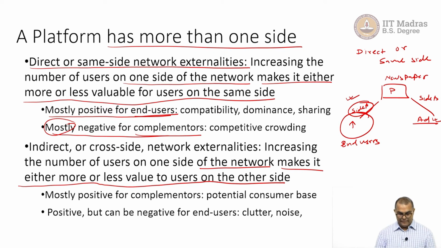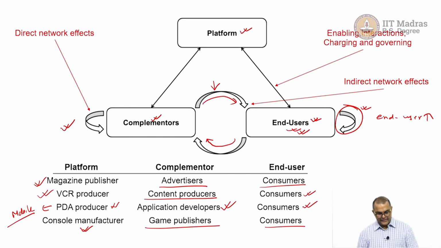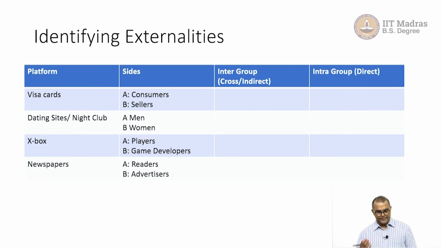There would be examples, and so it's a better idea to get into different examples rather than thinking about the general rule. So here is the Visa card. There are two sides we are considering. Of course, on the Visa card, there are many more sides. If you are into the Visa card business, you would understand. But let us take two sides only. One is consumer, one is seller.